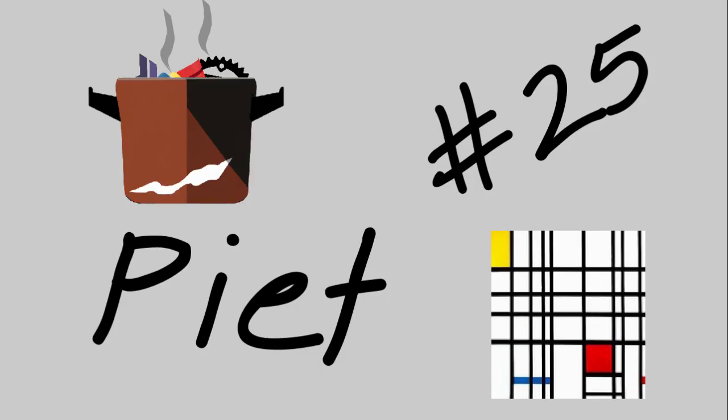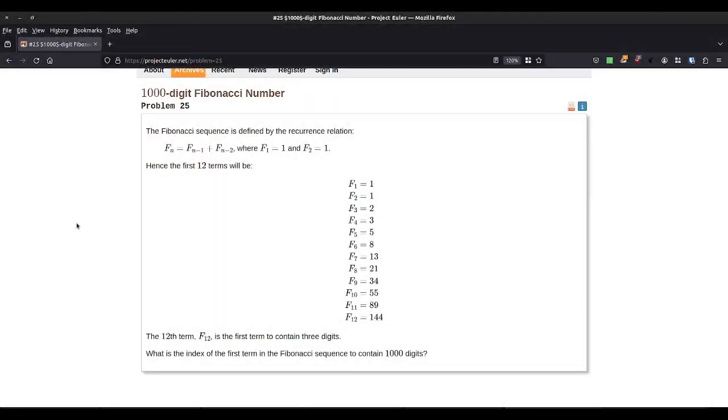In this challenge, we try to complete every Project Euler problem in a different programming language. Today's challenge is problem number 25. Find the index of the first term of the Fibonacci sequence to contain over 1,000 digits.